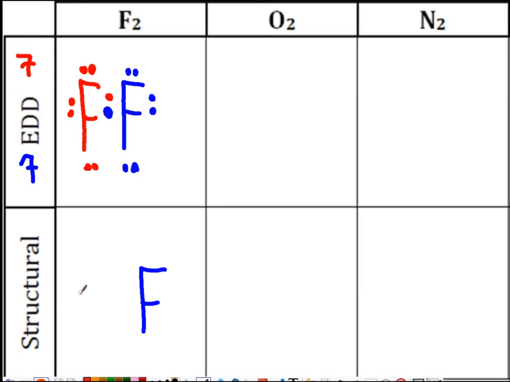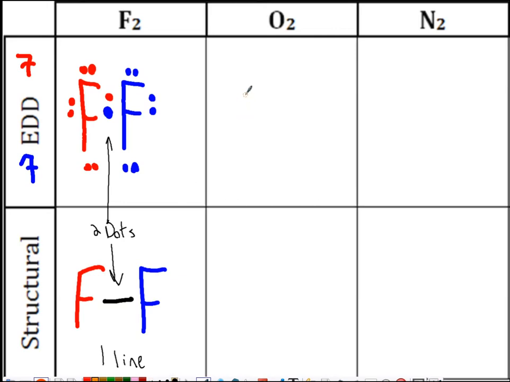Structural wise, I've got my blue fluorine, my red fluorine, and a single bond connecting the 2 because there were 2 dots. So because there were 2 dots, that becomes 1 line. So 2 dots becomes 1 line, boom, structural.